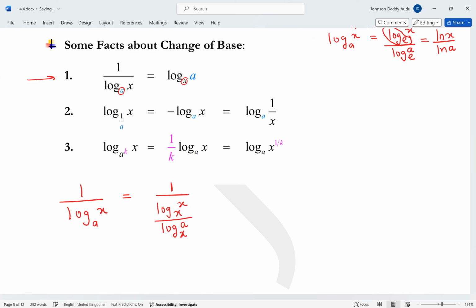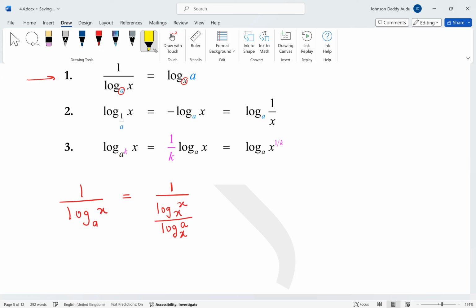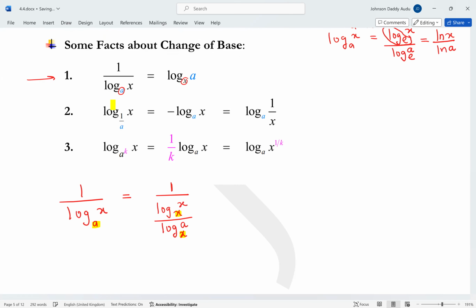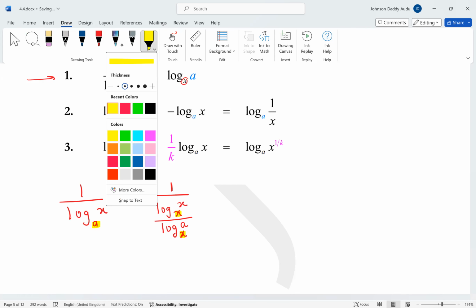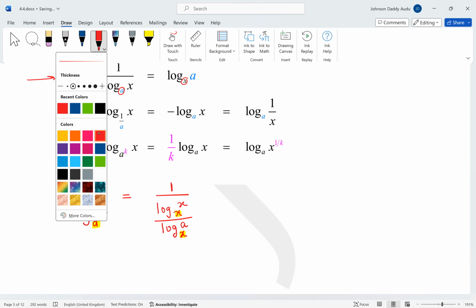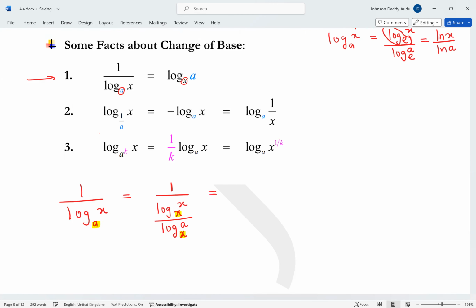So what I did here is just to move from base a to base x. We just change base a to x, right? And from here, it's easy to see that this is nothing but 1 over, and log to base x of x is just 1. So this is 1 over 1 over log x of a.